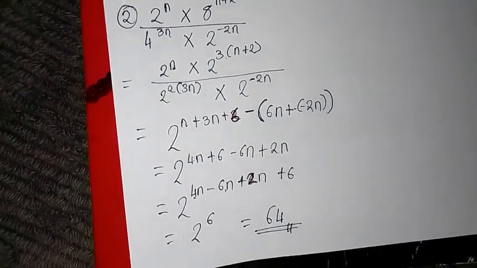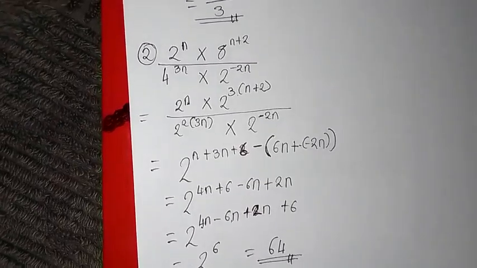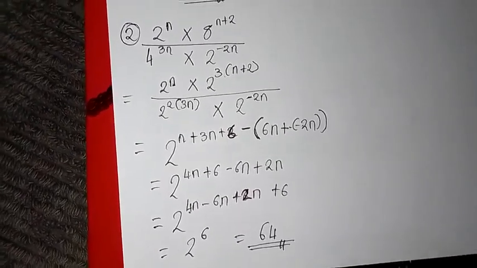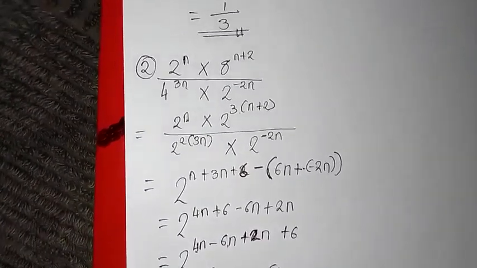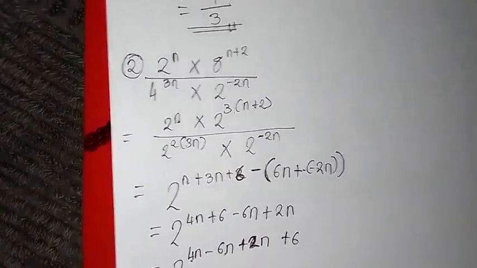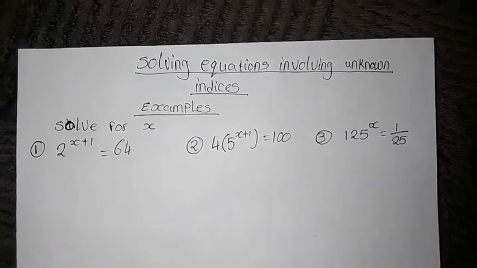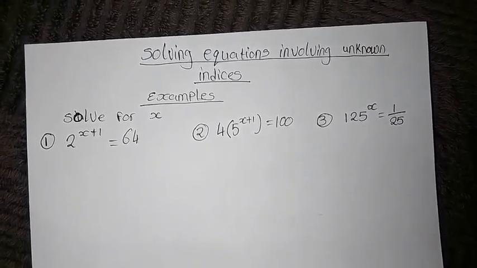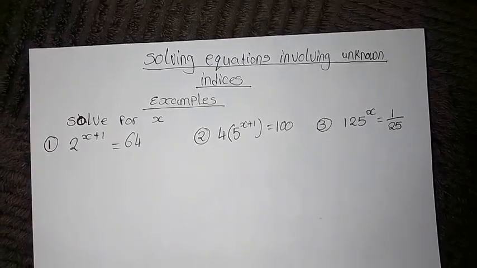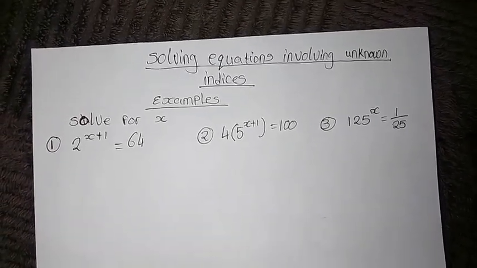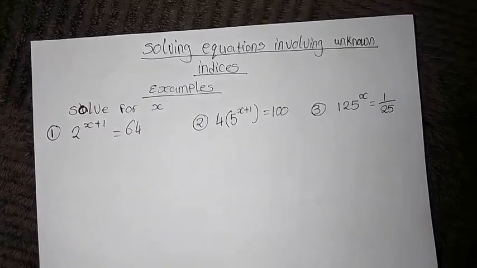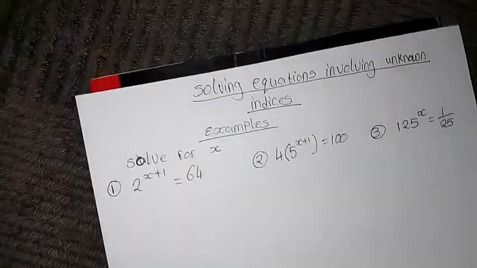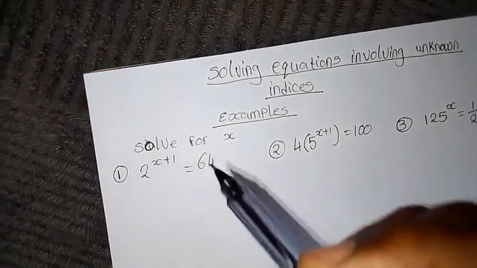So now let's go to solving equations involving unknown powers. So the next subheading is solving equations involving unknown indices. So I have some examples here. Question is solve for x. Question 1 is 2 power x plus 1 is equal to 64.